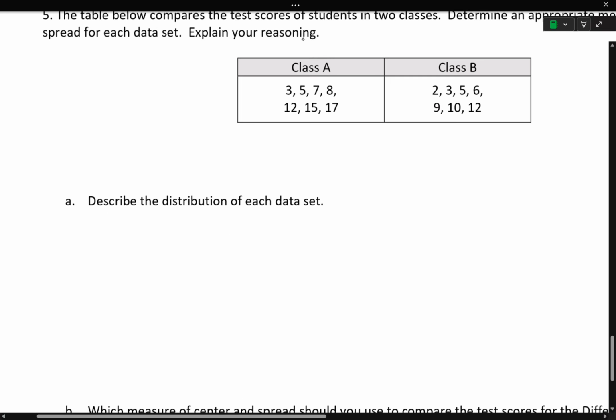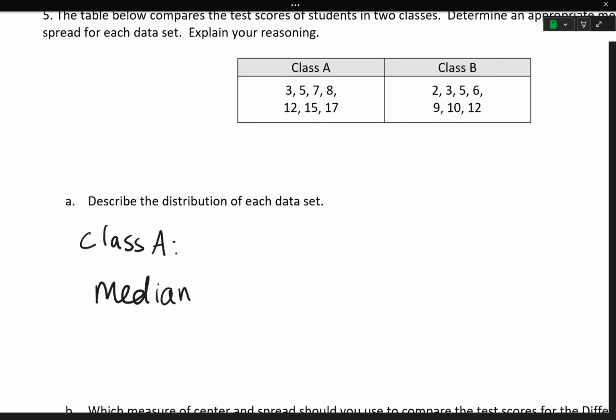So let's start with class A. Their median. Take a look at the list for class A. It's in order. What's the median there? It's 8. Next, let's find the mean. We get it by adding up all the numbers and dividing by the number of numbers. So after adding it, divide by 7, and you should get 9.57-ish.